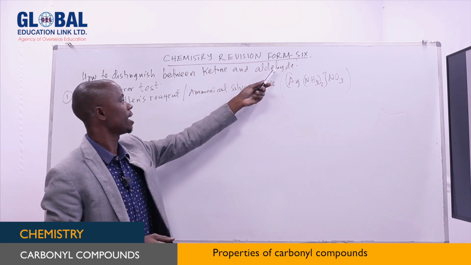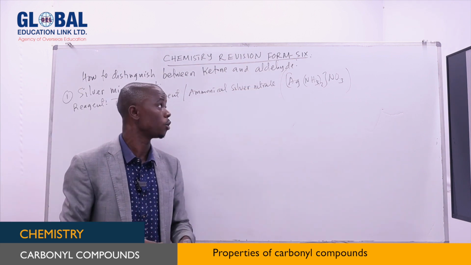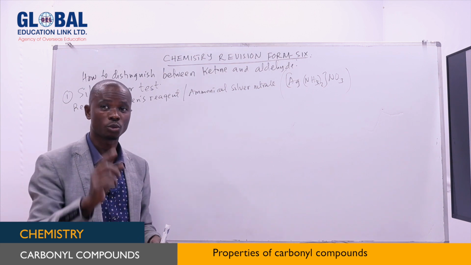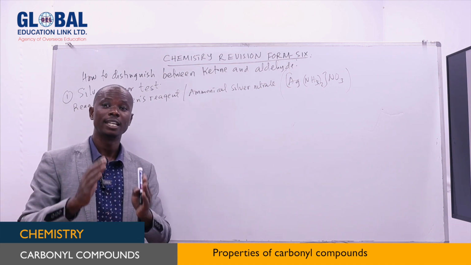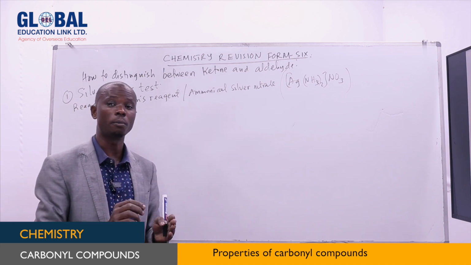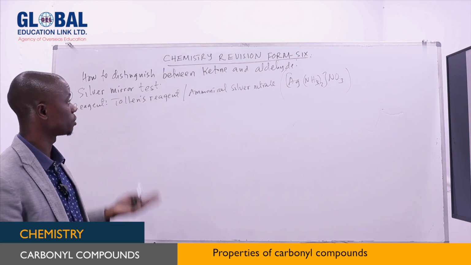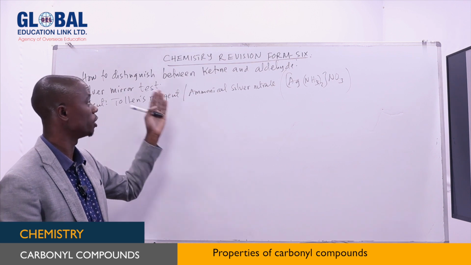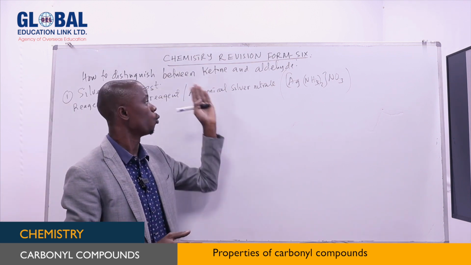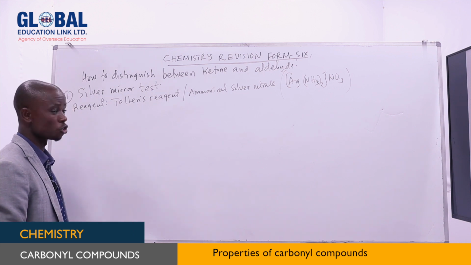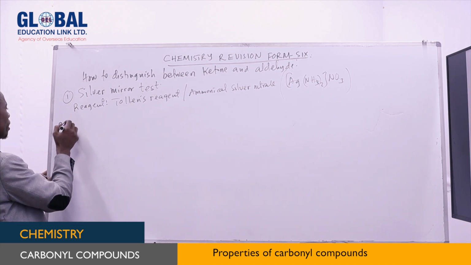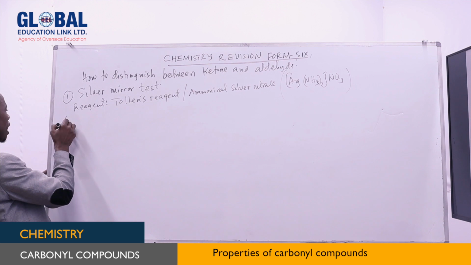And why is this aldehyde a strong reducing agent? It's because it contains a hydrogen atom on the carbon contained in the carbonyl group. But ketone, because it lacks a hydrogen atom on the carbon contained in the carbonyl group, is not a strong reducing agent. So it is not going to react with this reagent. So that is how we can differentiate. So take an example of aldehyde.